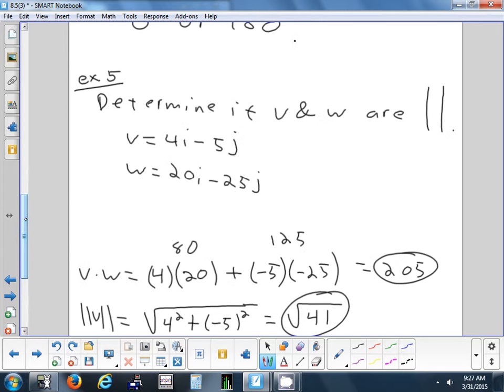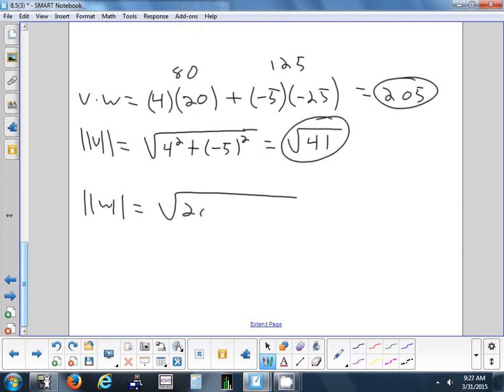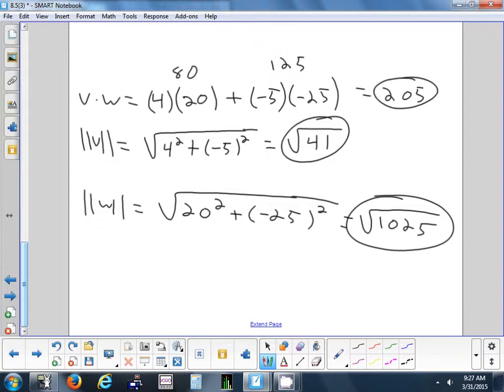Okay, so we got 20 squared plus negative 25 squared. That's going to give me 400 plus 625, or 1,025, square root of 1,025. Now, you might be able to simplify the square root of 1,025, but it's not important. We're just trying to find out if these vectors are parallel or not. This is not a final answer. So don't worry about cleaning it up.